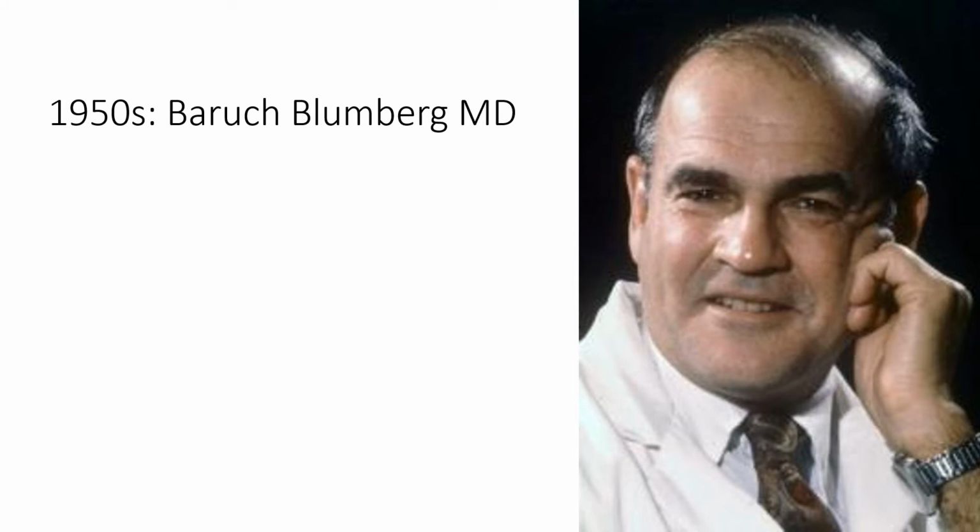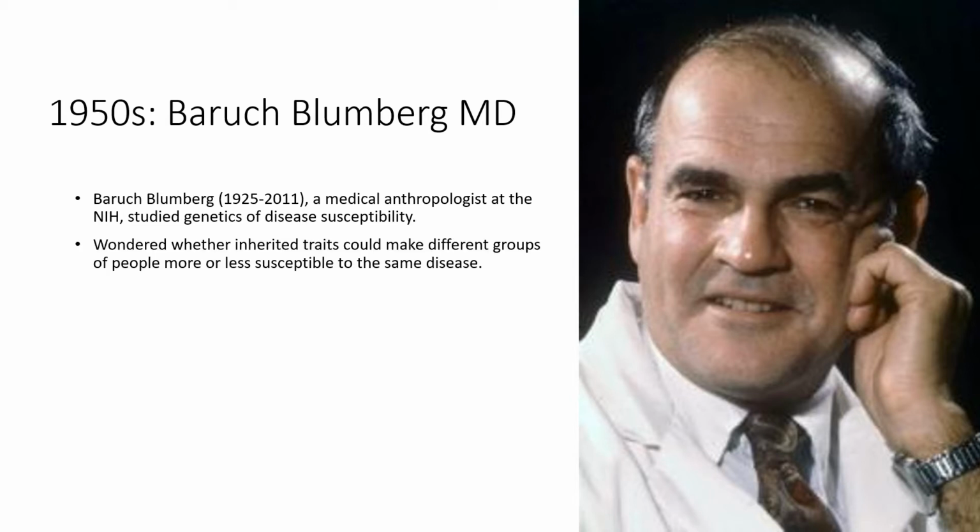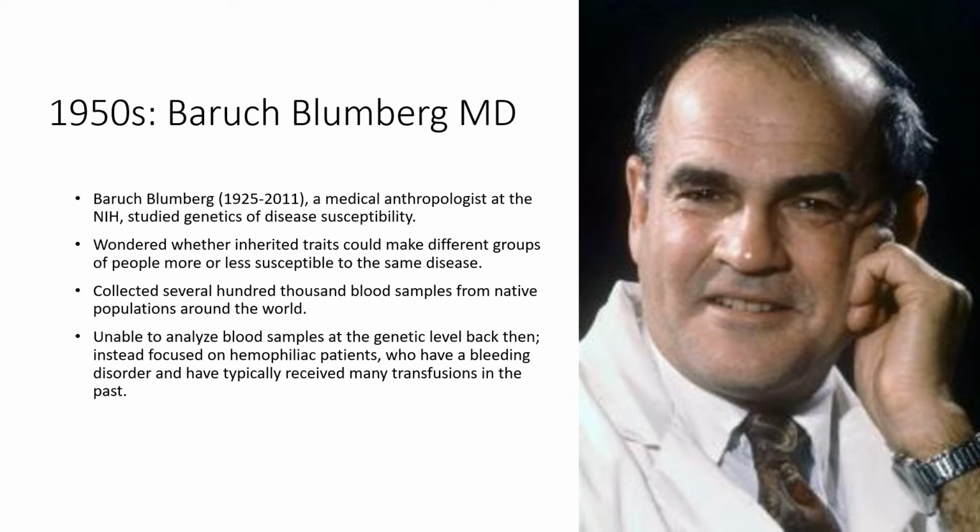But the big breakthrough for hepatitis B came in the 1950s when a physician at the NIH named Baruch Blumberg, who was a medical anthropologist, was studying the genetics of disease susceptibility. He wondered whether inherited traits could make different groups of people more or less susceptible to the same disease. And so to study this, he went into the world and he collected hundreds of thousands of blood samples from native populations. Then he and his colleagues went back to the lab, and what they wanted to do was to look for genetic differences between the populations.